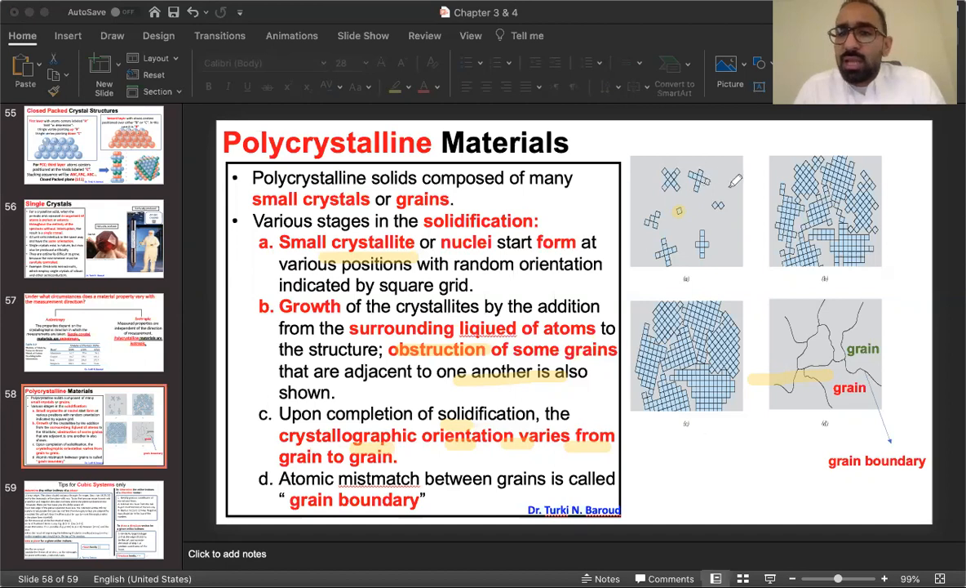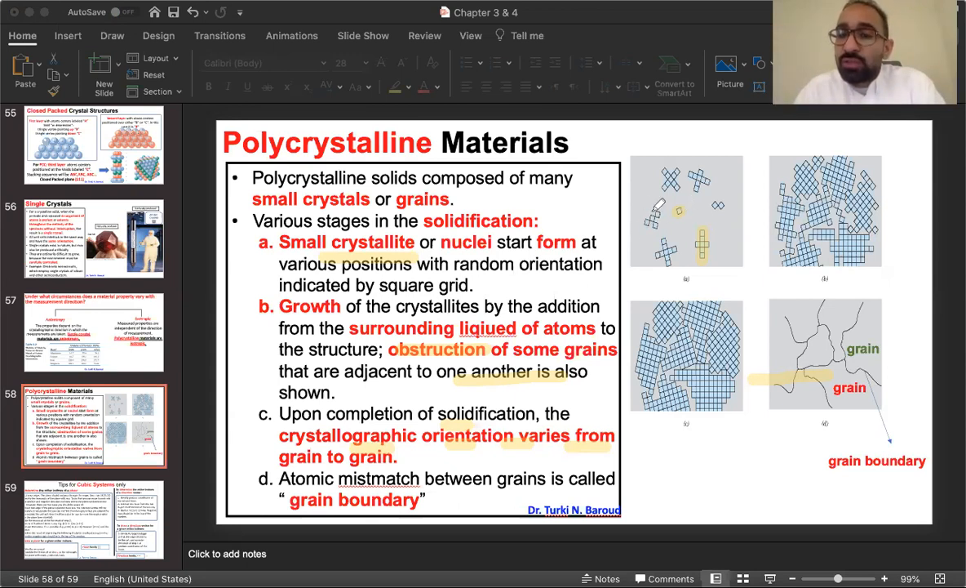You notice the direction. All of these here have the same orientation, the same crystallographic orientation. But the one over here is different, right? It has a different orientation compared to this one. Now, this one and all these different new crystals continue to grow. They will take atoms, so there will be addition of atoms from the liquid to this crystal in order to allow it to grow.